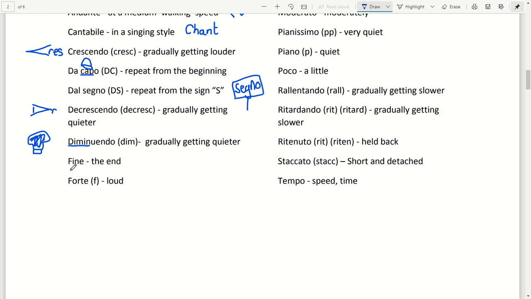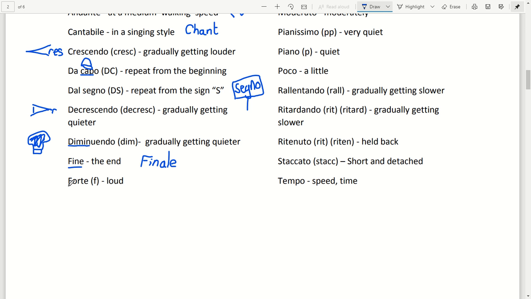Fine means the end. And you normally have the word fine at the end of, or it's normally fin, that you get at the end of old style cartoons. But fin could also be finale. However you want to remember it, fine or fin is the end.